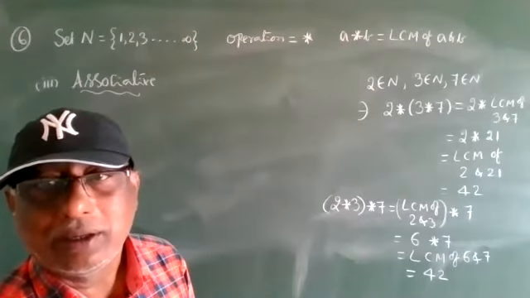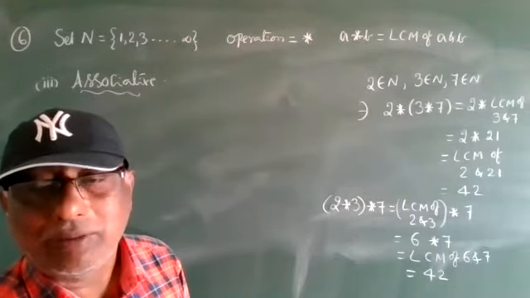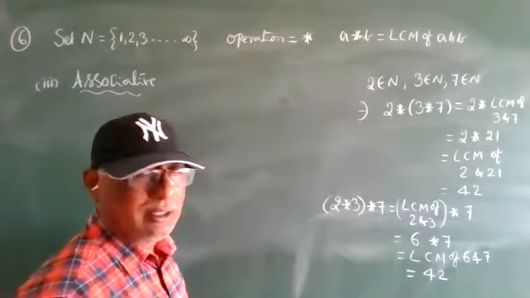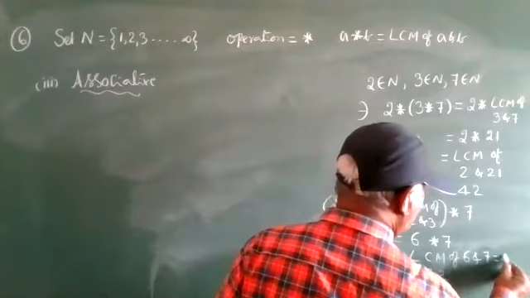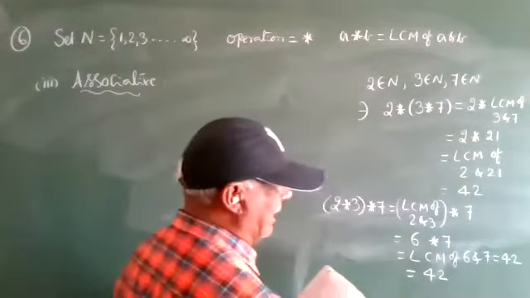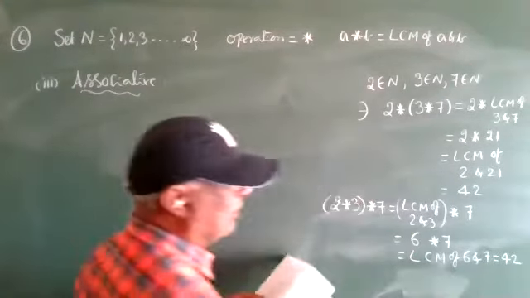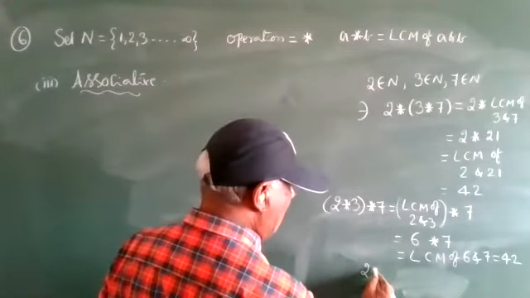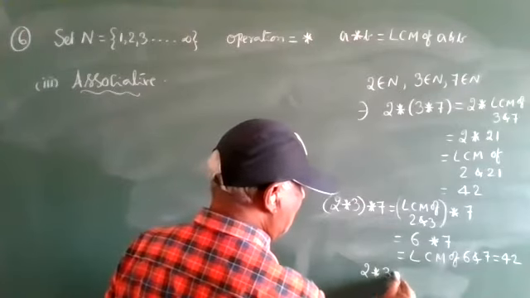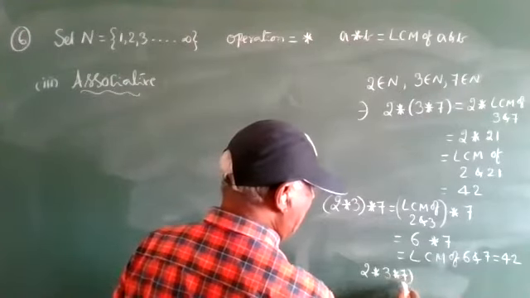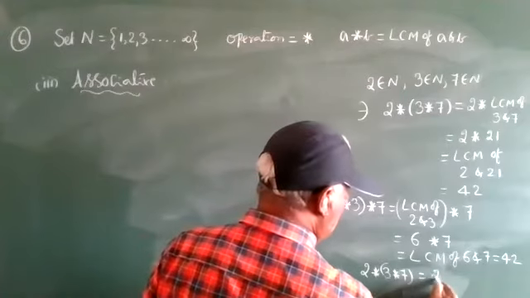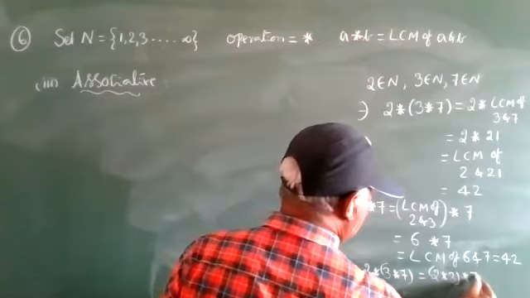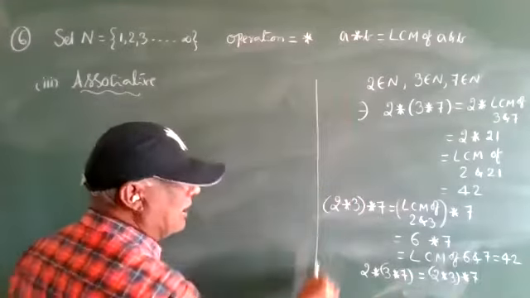Everyone observe. Both are equal. Okay? Now write down here: 2 star (3 star 7) is equal to (2 star 3) star 7. So the example shows the associative law.